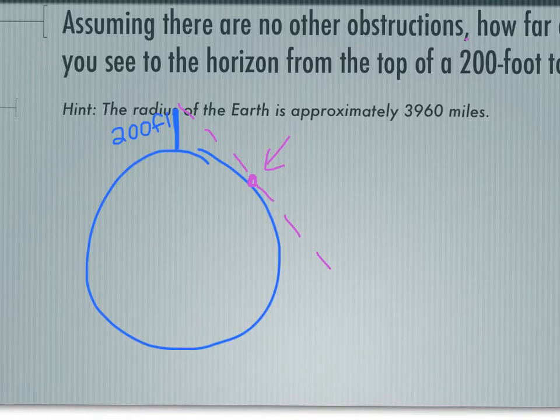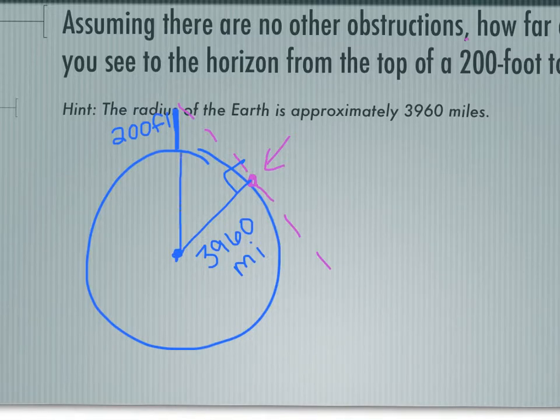Well, if this involves a tangent line, we know we're probably going to need a radius in here, right? So let's go ahead and draw in our radius of the Earth. There's the center of my Earth. Where should I draw a radius to? The point of tangency, and I know that's going to make a right angle. Where else could I draw a radius? To the tower, yeah. So this is 3,960 miles.